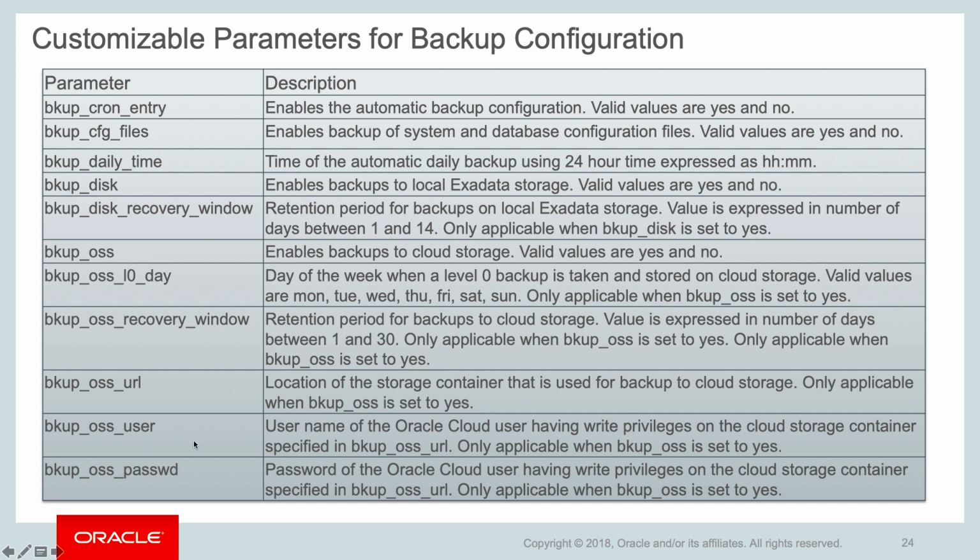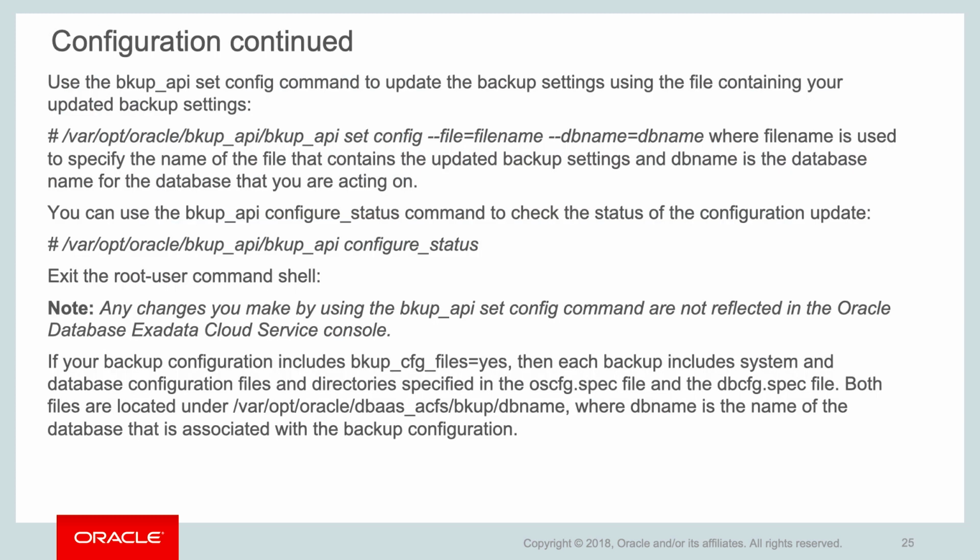You can read this in the documentation link which we shared earlier, but more importantly, backup to disk, backup configuration files, cron entry, backup OSS user password. These are the ones you have to really check are set correctly or not. If you want to modify any values in it, you will be using the file containing the updated backup configuration. Even for configuring a backup, we created a file, and if you want to modify it, we have to create a new file with the new configuration, and we will install it again.